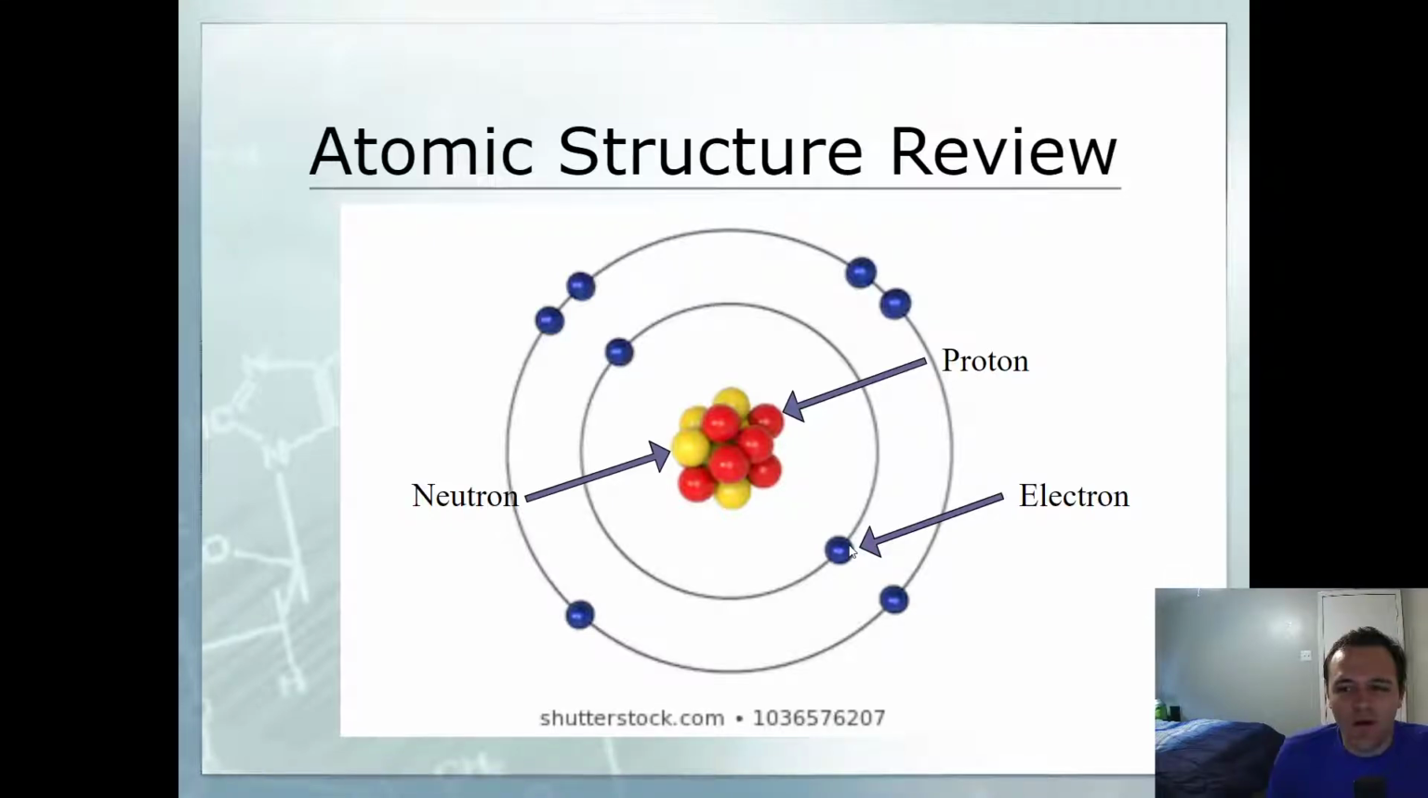What the electrons are important for is their charge. So electrons have a negative charge, all right? And in a neutral atom, which is the natural state of an atom, you will have the same number of electrons as you do protons. Okay, so they balance each other out.